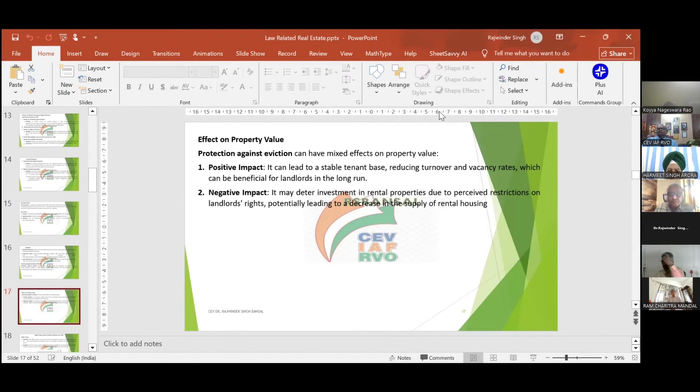And for its negative rent impact, it may deter investment in rental property due to perceived restriction on landlords' rights, potentially leading to a decrease in the supply of rental houses.